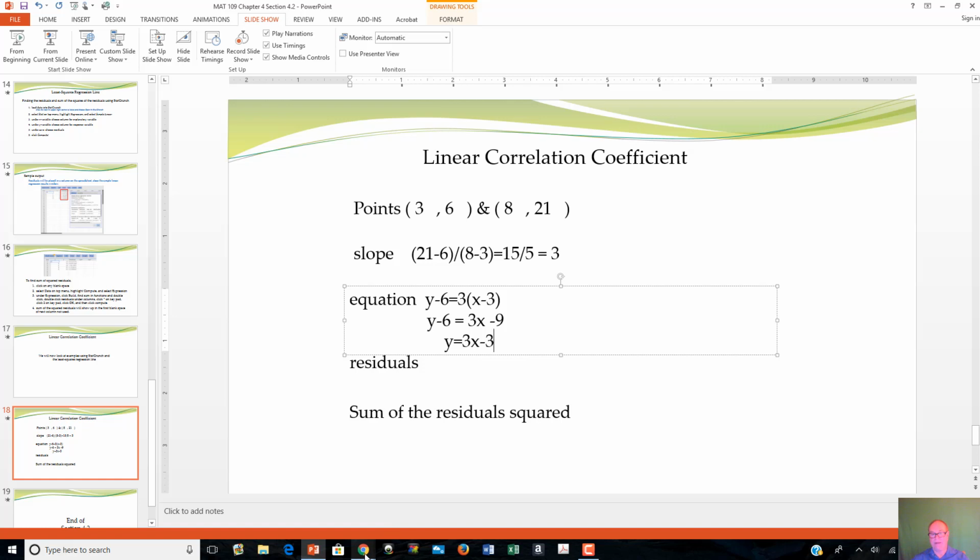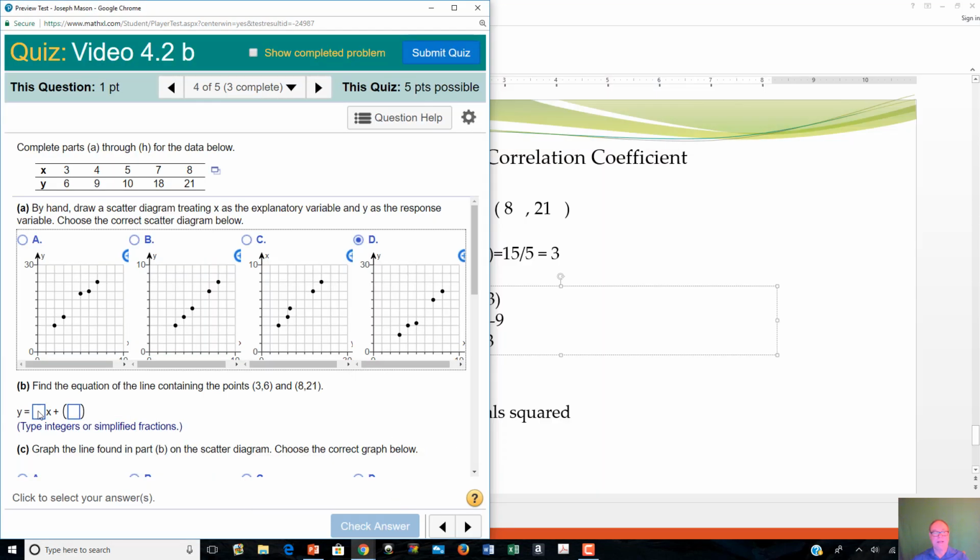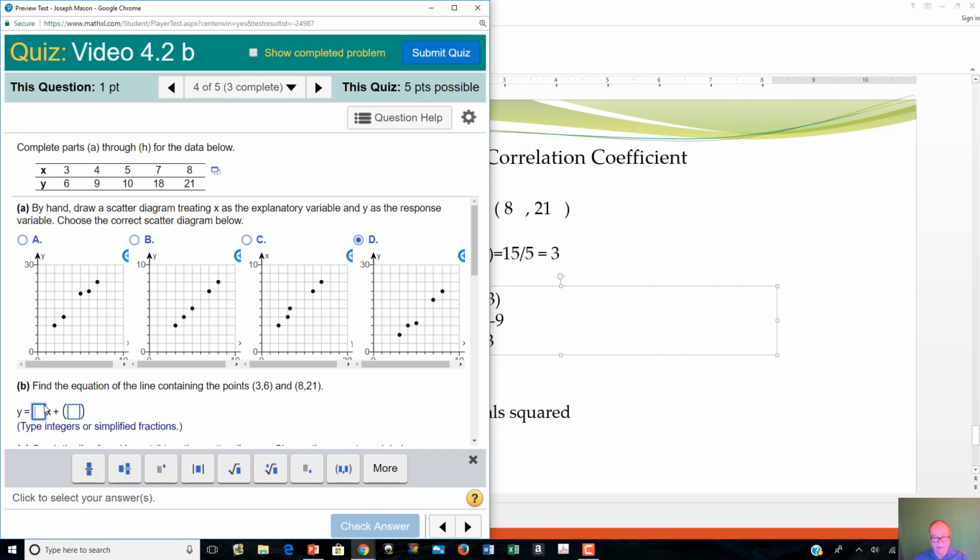Now if I go back to my problem, I enter 3x minus 3. I'm going to put a 3x here, but in this box I'm going to have to put a negative 3 because it's minus 3.